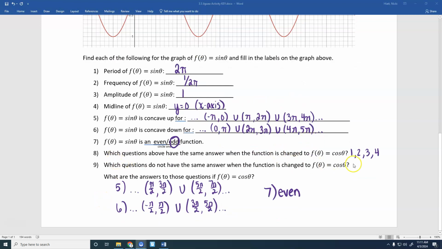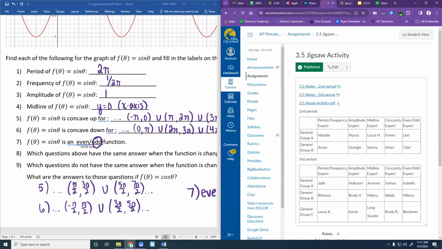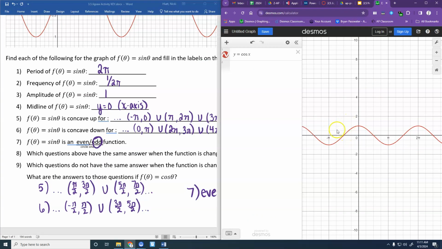The ones that are going to be different are 5, 6, and 7. 7's the easiest one to fix. Cosine is an even function. Let me look at this alongside the graph for cosine. An even function, as it says in the notes, can be folded along the y-axis and it matches up. It's got y-axis symmetry, and cosine has that, so it would be an even function.